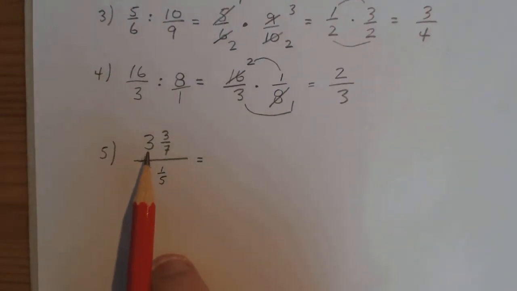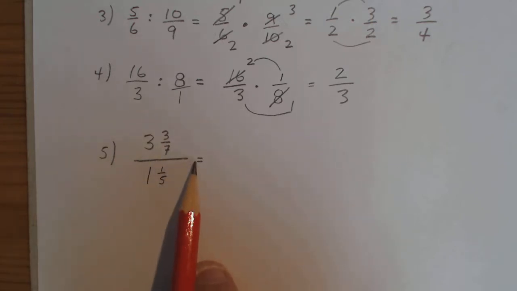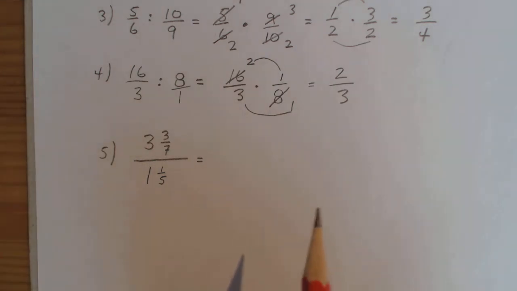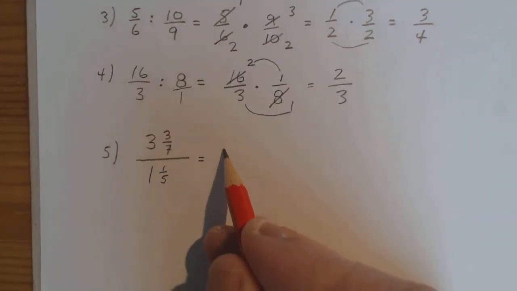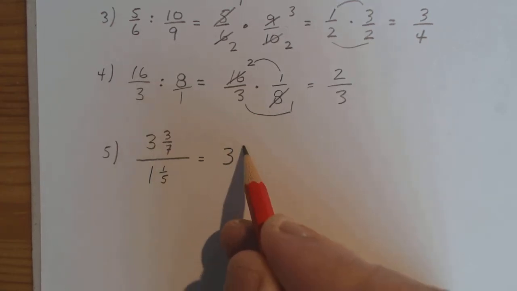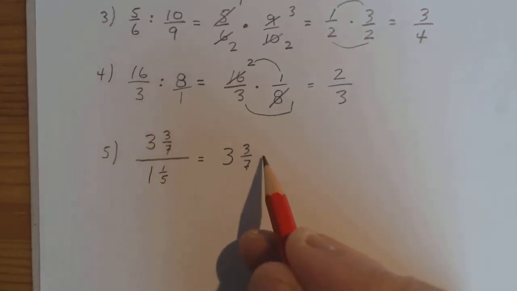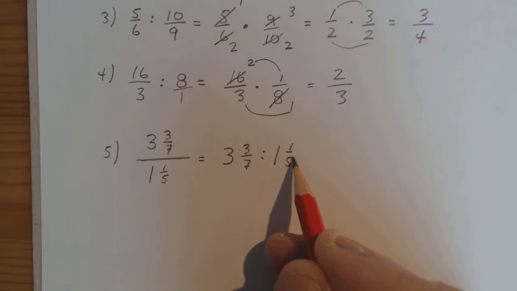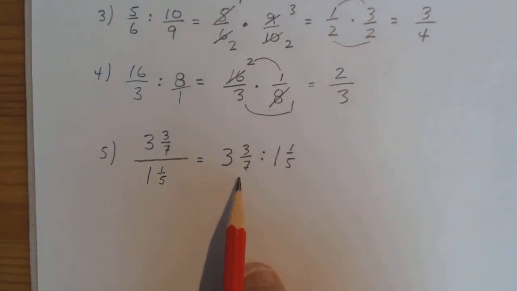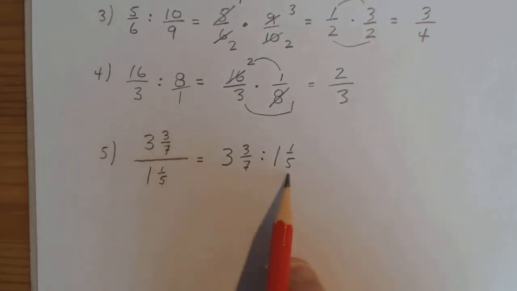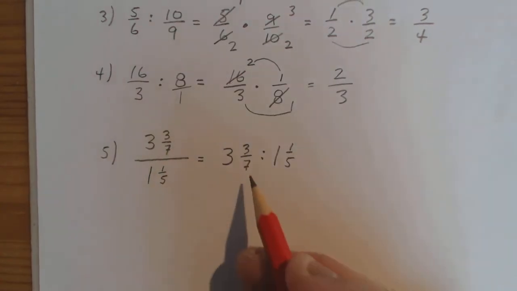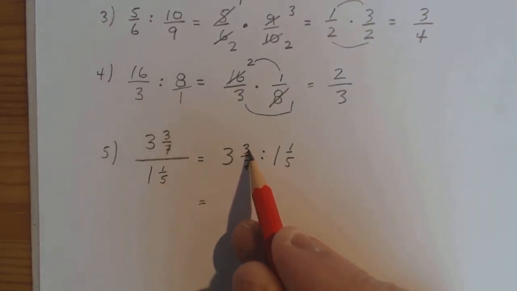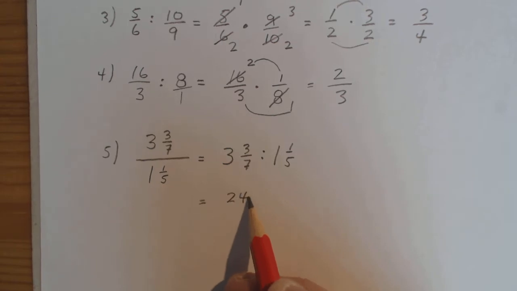The last one here, we have 3 and 3/7 all over, which means divided by 1 and 1/5. Okay, so when we get a problem like this, we rearrange it, so we write it as 3 and 3/7 divided by 1 and 1/5. Now what we need to do, we need to change these mixed numbers into improper fractions. So what we now do, we go 7 times 3 is 21. Plus 3 is 24 over 7.